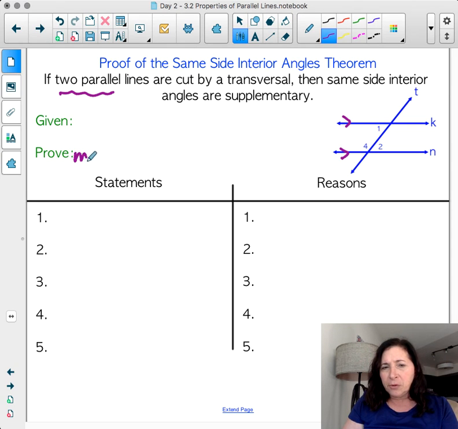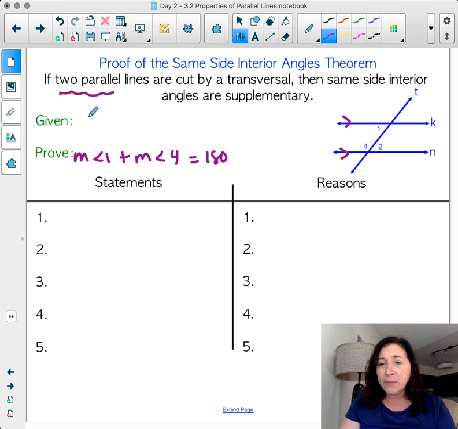So I'm trying to prove that the measure of angle 1 plus the measure of angle 4 is equal to 180 degrees. That's what I'm trying to prove. I'm given that line K is parallel to line N. So what you should start off doing is write all your statements and reasons out. Of course, you know that K is parallel to N, and that would be given.